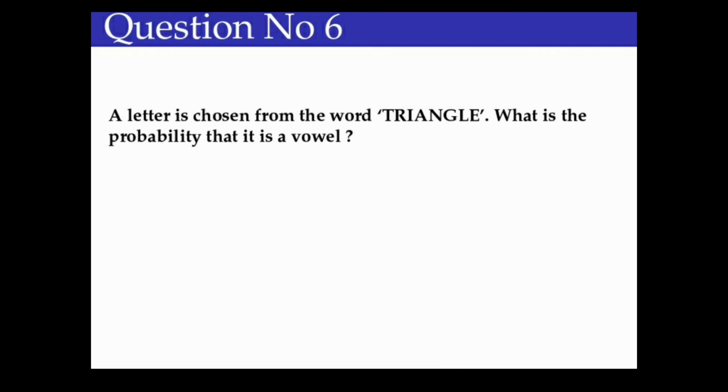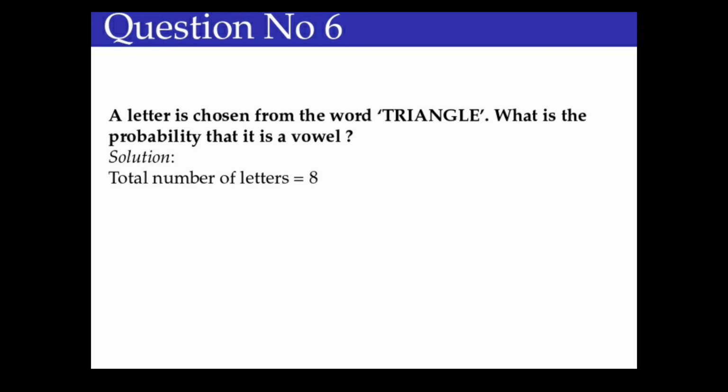So this is problem number 6, which says that a letter is chosen from the word triangle. Now what is the experiment in this problem? It is a letter is chosen from the word triangle. That's the experiment. Now what is the number of possible outcomes here? It is the total number of letters in the word triangle, which is 8. Because when you are choosing a letter from the word triangle, the letter can be any letter among the 8 letters in the word triangle, isn't it?